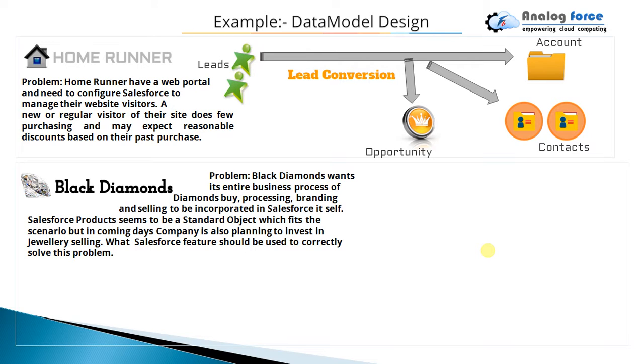Now next problem. A manufacturing industry-based company. They want its entire business process of diamonds, buying, processing, branding, and selling to be incorporated in Salesforce itself. Now Salesforce products seems to be a standard object which fits the scenario, but the actual problem is that in coming days the company is also planning to invest in jewelry selling. So initially diamonds, they are also trying to expand their business into jewelry. Now what Salesforce features should be used to correctly solve this problem? Just think.